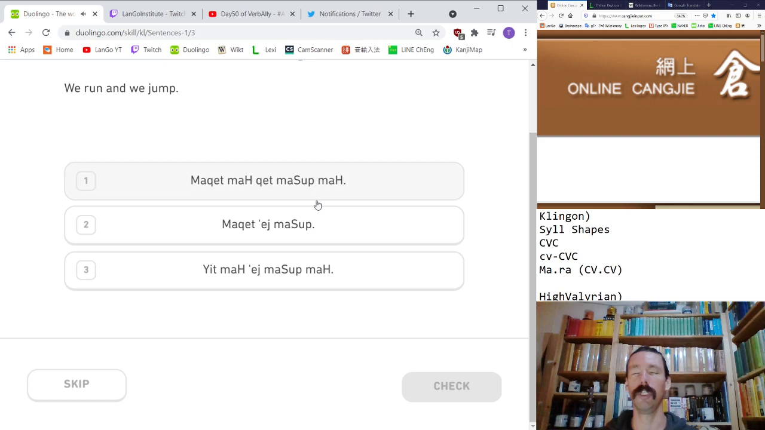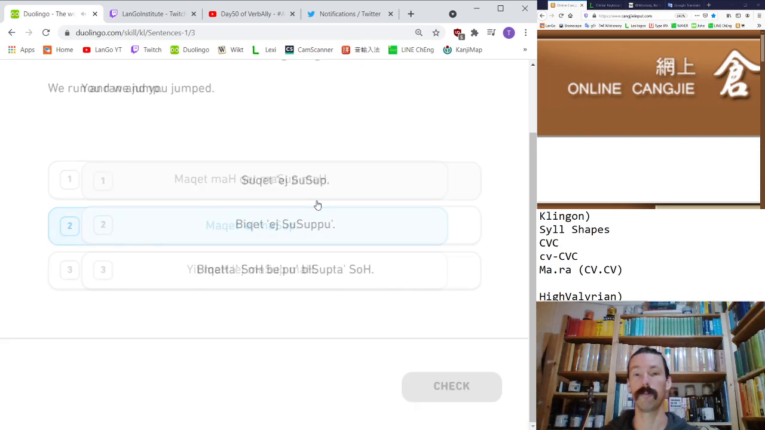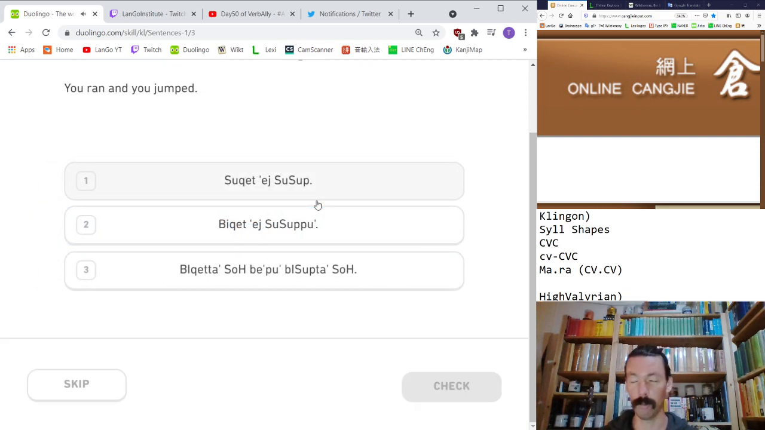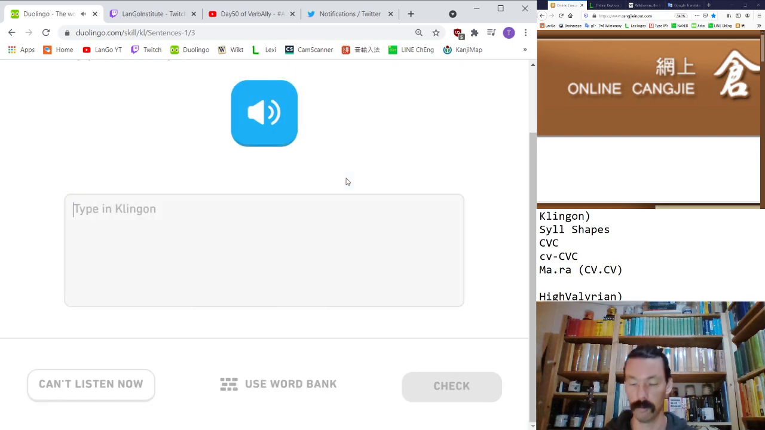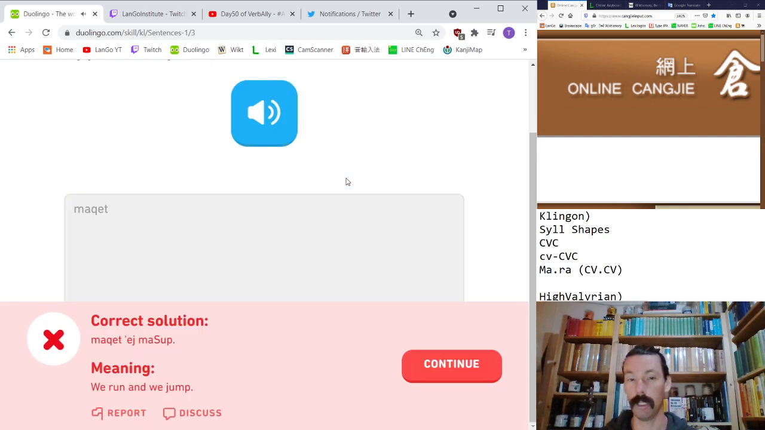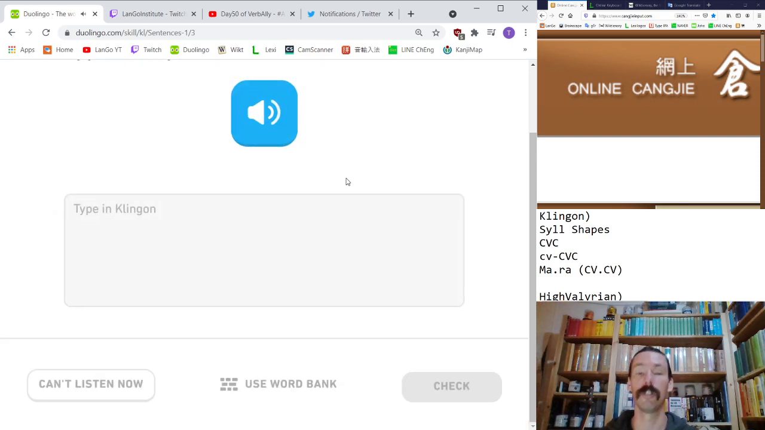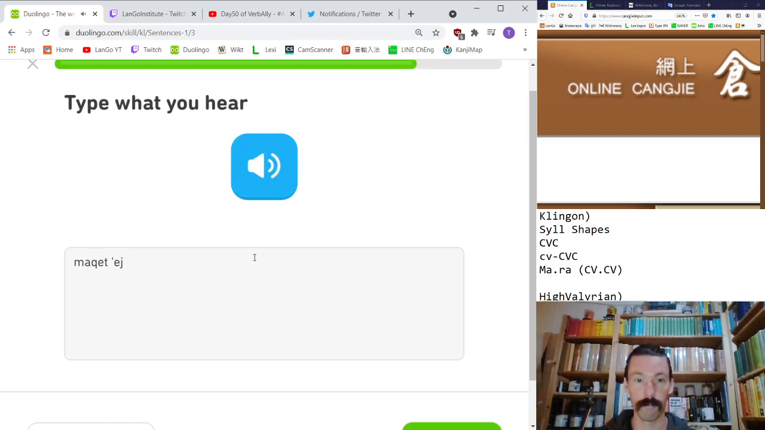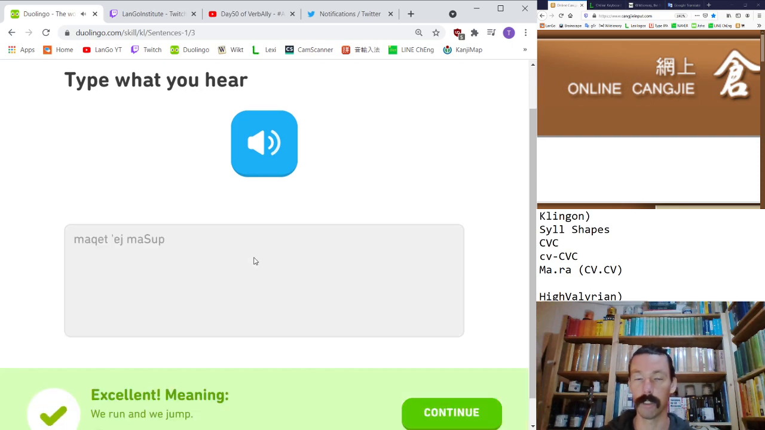We run and we jump. Maket, edge, mashup. There it is, 2. You ran. You plural, I think. Gonna be shuket, edge, shushup. Maket, edge, mashup. Ket, ed. Oh, silly. Hit the enter too soon. Maket, edge, mashup. Ket. We ran, edge. And that apostrophe is indeed on the edge of hitting the enter. Maket, edge, mashup. Capital S for the curled tongue. Sh shape.